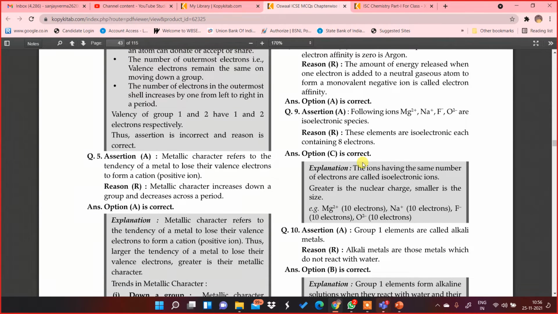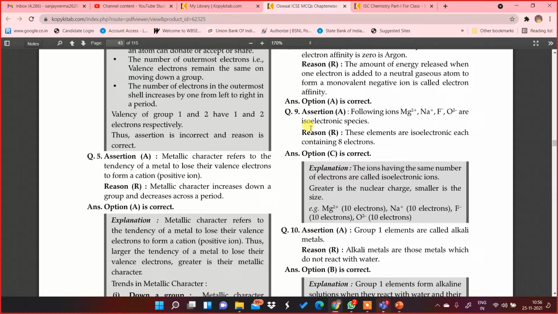Then question number 9. The following ions, magnesium ion, sodium ion, fluoride and oxide ions, are isoelectronic species. Isoelectronic species means having the same number of electrons. Magnesium has 12, 12 minus 2 is 10. Sodium has 11, 11 minus 1 is 10. Fluorine has 9, 9 plus 1 is 10. Oxygen has 8, 8 plus 2 is 10. So yes, that's true. Assertion A is true.